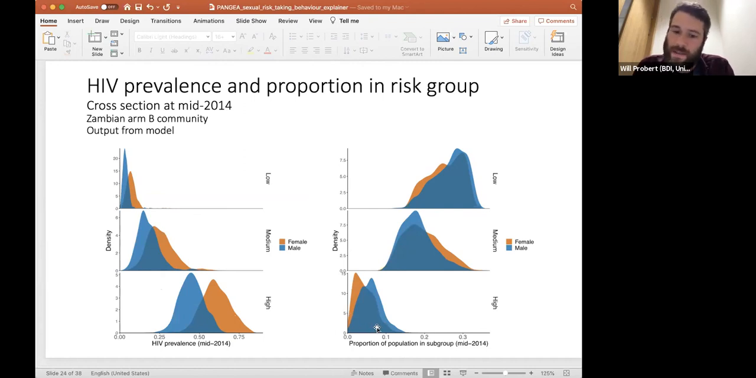And on the right-hand side, we have the proportion of population subgroup. So in the low risk group, we have about 50% of the population. In brown is women and in blue is men. In total, about 50% of the population is in the low sexual risk group. In the medium group, we have about 30%, and in the high risk group, we have about 15%.